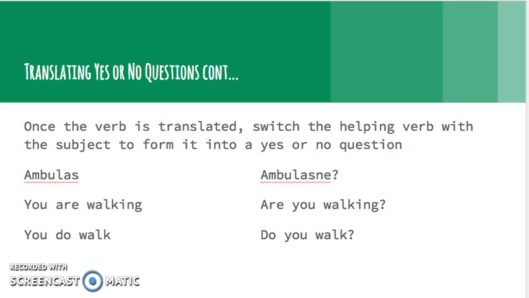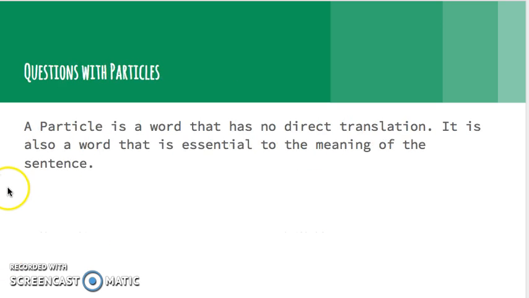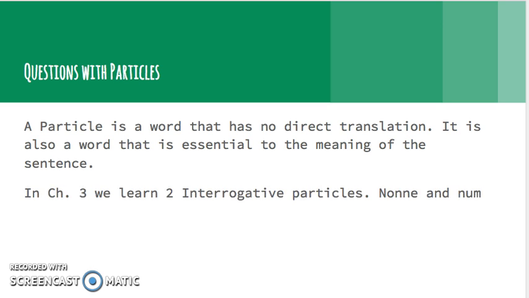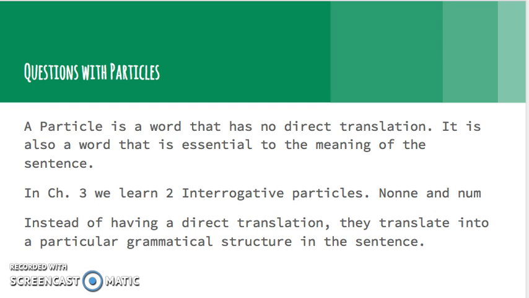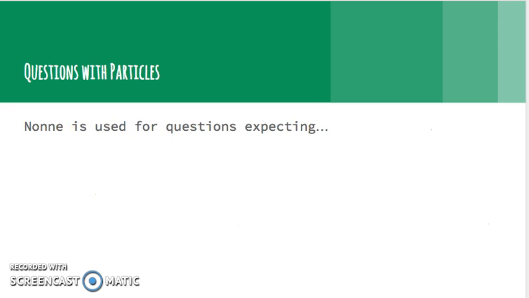Next, questions containing particles. A particle is a word that has no direct translation. It's also a word that's essential to the meaning of the sentence. In Chapter 3, we learned two interrogative particles, none and num. Instead of having a direct translation, they're going to translate into a particular grammatical structure within the sentence. If this seems confusing, don't worry, we're going to go over it in more detail.